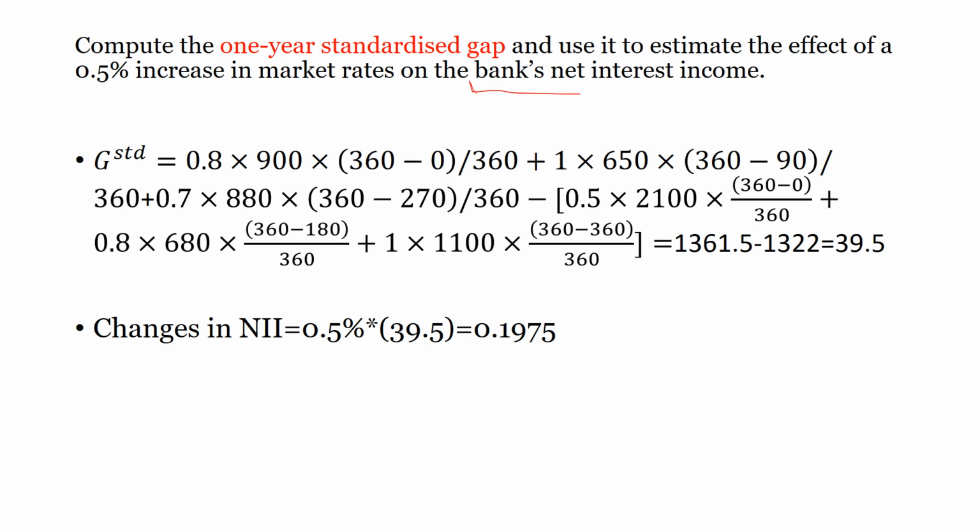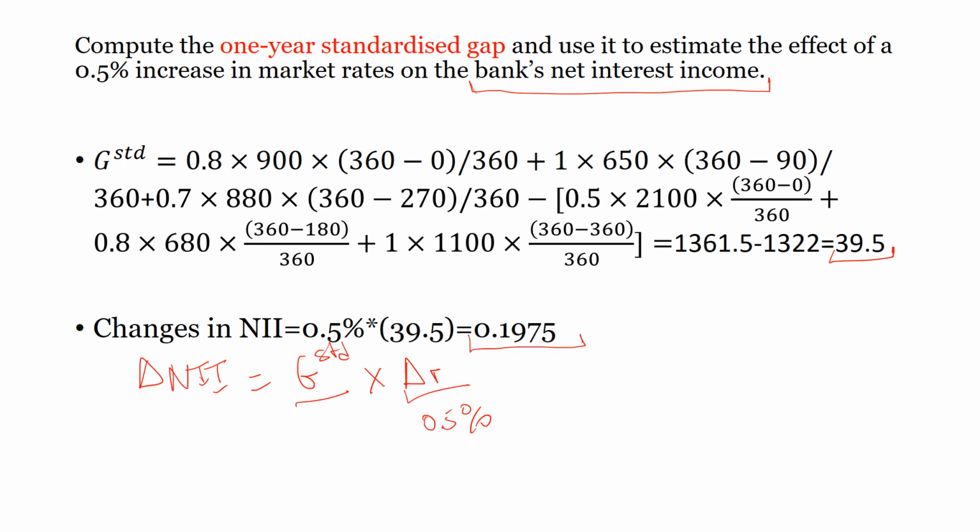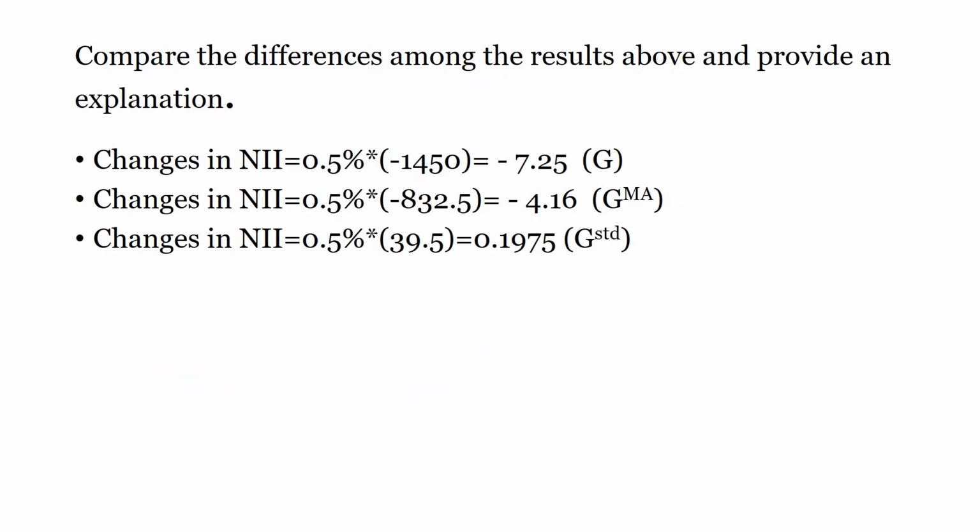Finally, you plug it in the same formula that you were given before in question 1, but now your gap is different. Yes, so it's the standardized gap that we have found previously. This is still 0.5%, there's no change, and if you calculate this multiplication, you get $0.1975 millions of dollars or billions, whatever the scale and currency is.